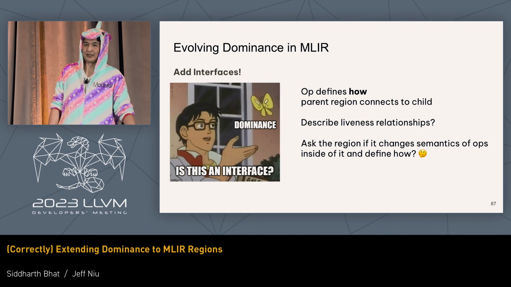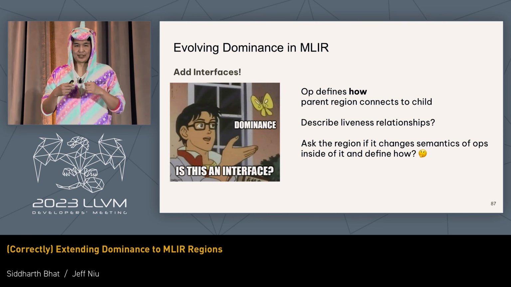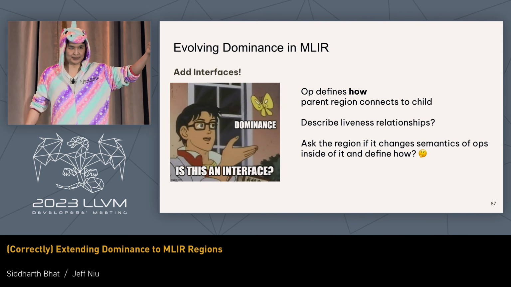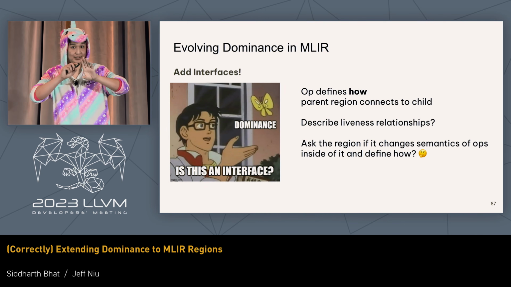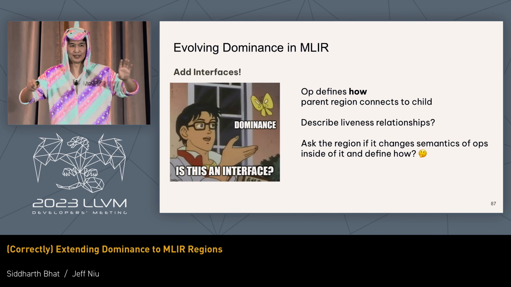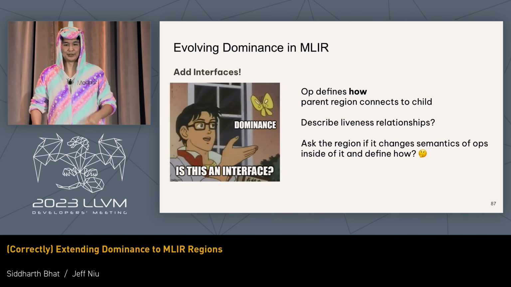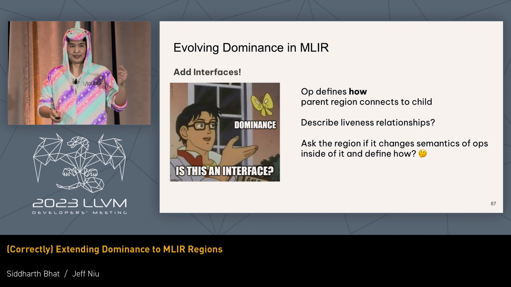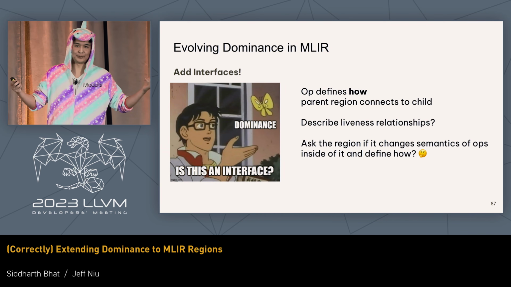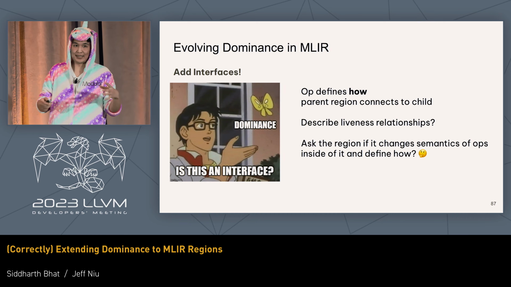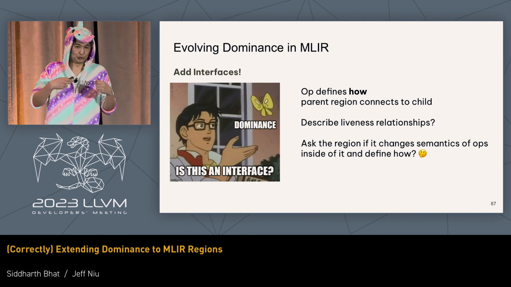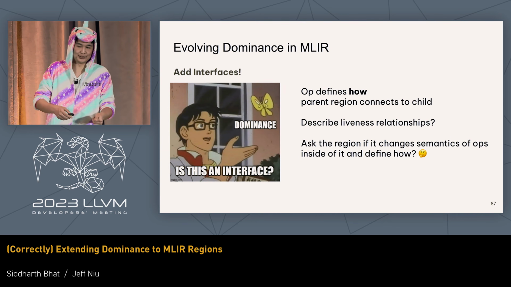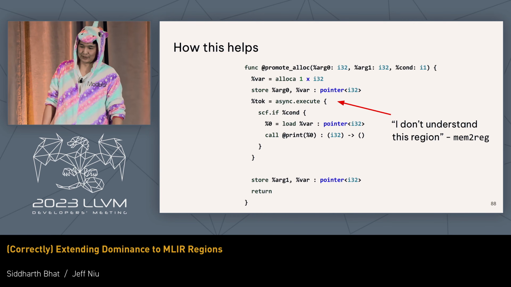One way we could do this is that an operation defines how the dominance of its parent region connects to the child. So an op can say, please disconnect the dominance tree from the parent region to my regions. You could also perhaps describe the relationship of liveness. So what is the liveness of implicit captures across my regions? And you can even ask the op, do you change the semantics of operations in your region? So let's see how this can work.